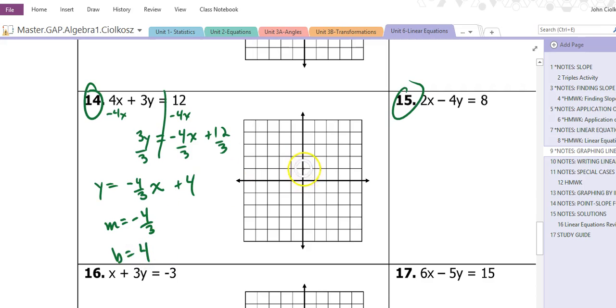So let's plot our b, 2, 3, 4. And then my slope, well, this means negative on top, I'm going to go down 4, positive on the bottom, right 3. So 1, 2, 3, 4, 1, 2, 3. If I want to get another point, well, it's not going to be perfect, but we can go ahead and estimate one to the right here. Down 1, 2, 3, 4, right 1, 2, kind of out there. So again, if your graph's not big enough, you can estimate that third point.